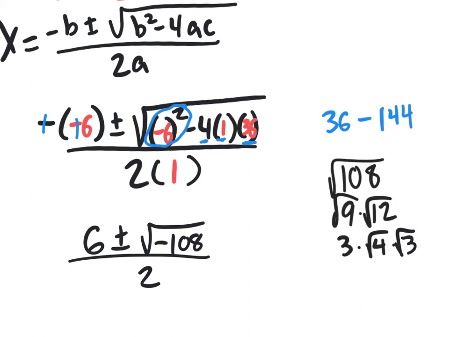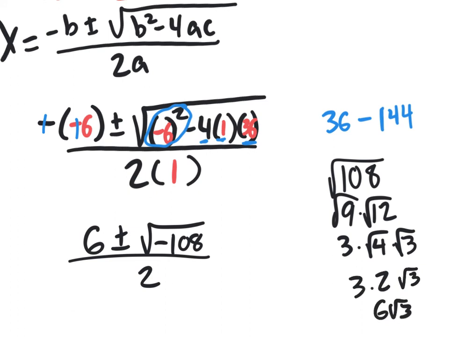So what I'm doing over here is I'm actually simplifying the square root of 108. I already know that the negative is going to be an i, but the square root of 108 becomes 9 times 12. Square root of 9 is 3. Square root of 12 breaks down to 4 times 3. Square root of 4 is 2. So we have 3 times 2 times square root of 3, which means 6 square root of 3 is what we have.